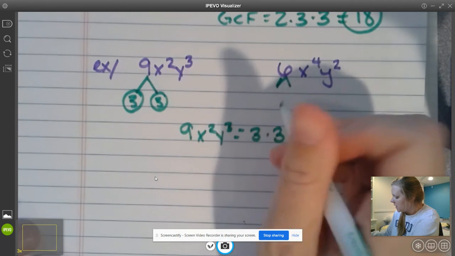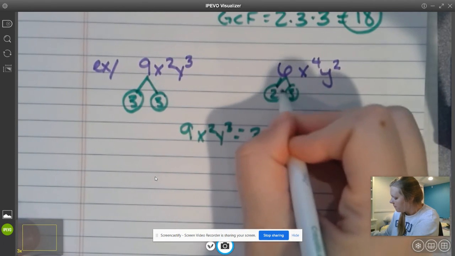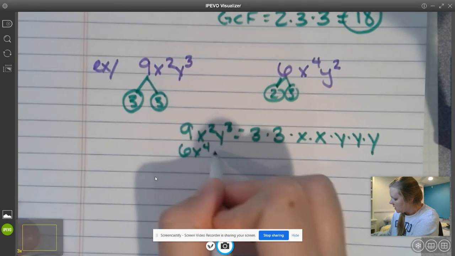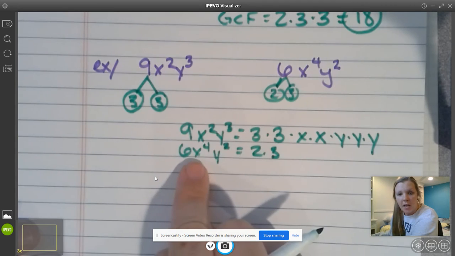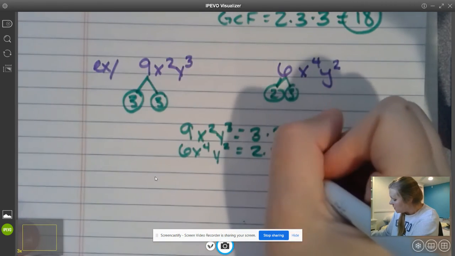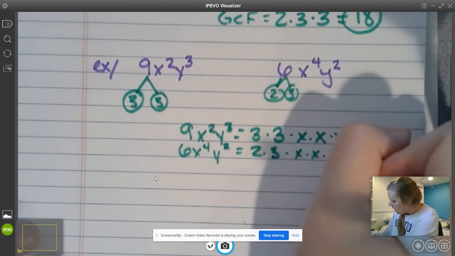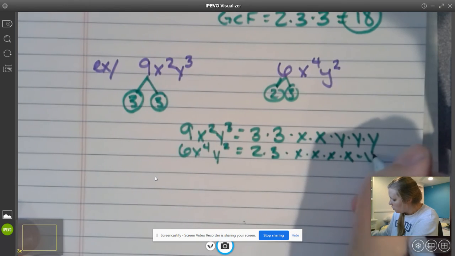Then I have to do my 6. 6 is 2 and 3. So 6x to the fourth y squared would be 2 times 3. X to the fourth means 4 x's. X, x, x, x. Y squared means 2 y's.